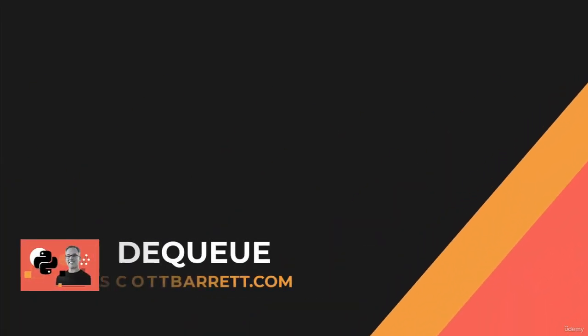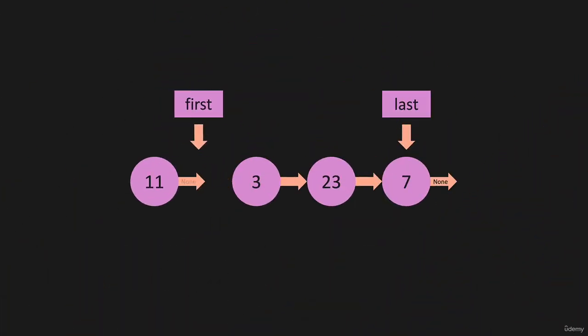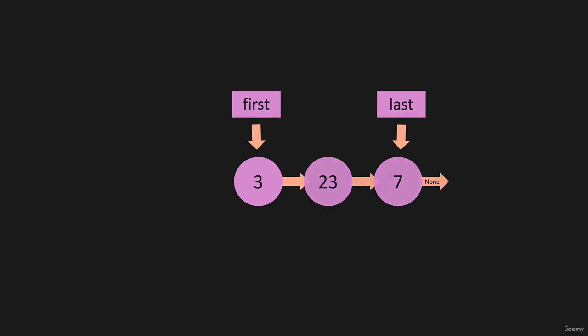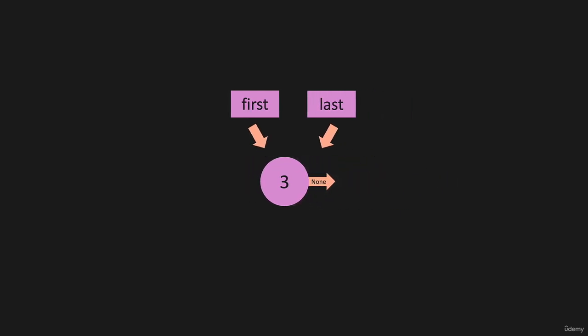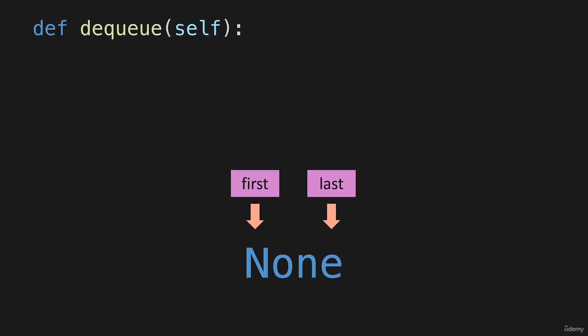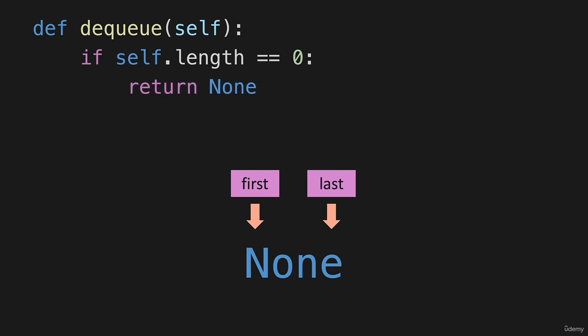Now let's create our dequeue method. Dequeue is going to look like this, and then we're going to return that node that we removed. But we have a couple of edge cases. One is if we only have one item in the queue, and the other is if we don't have any items in the queue. So we'll start with this scenario first, and we'll say dequeue. We'll say if the length is 0, we will return none.